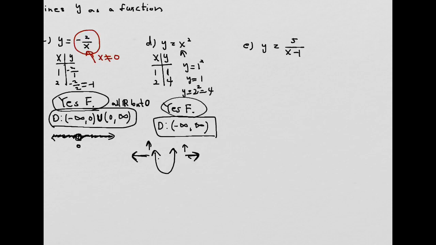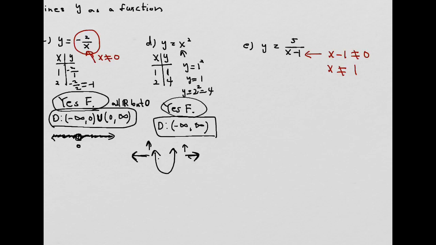Then what about the next one? The next one is a rational again. And we know that rational functions have restrictions where the denominator cannot be 0. Your denominator x minus 1 cannot equal 0, which means x cannot be 1. So I can pick any x but 1. So that would be my domain.